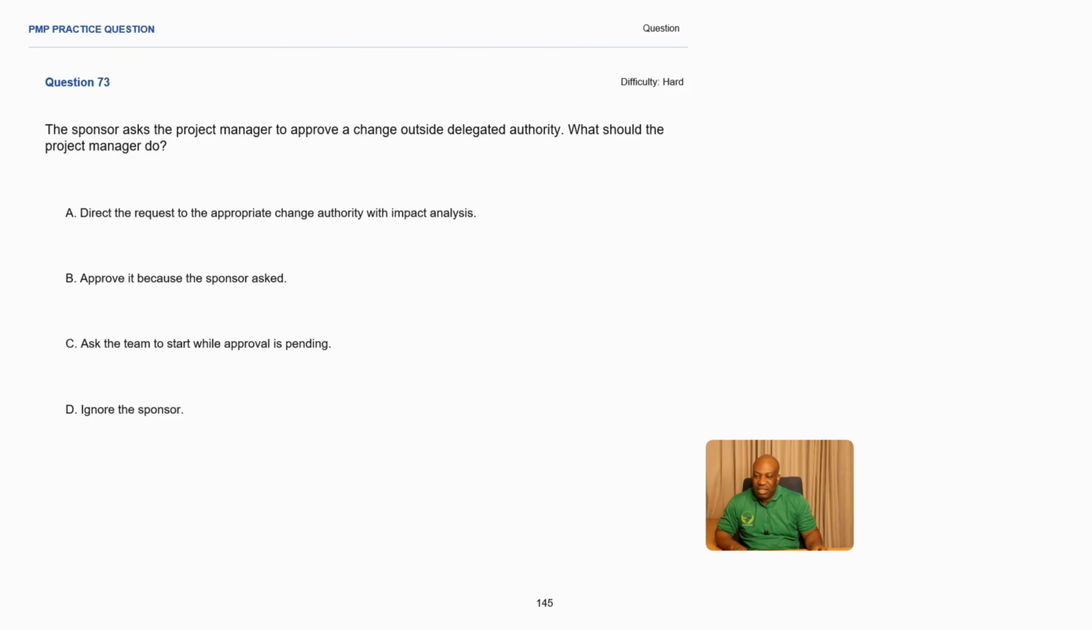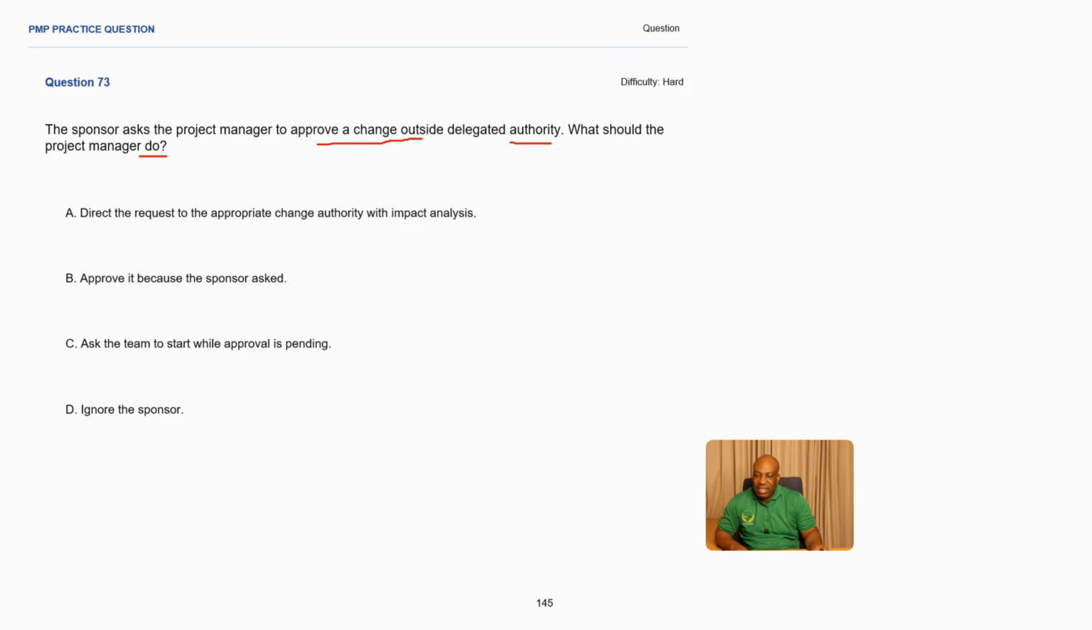Practice question number 73. The sponsor asks the project manager to approve a change outside delegated authority. What should the project manager do? Okay. So the sponsor is asking the project manager to approve a change that is outside the project manager's authority. What should the project manager do?